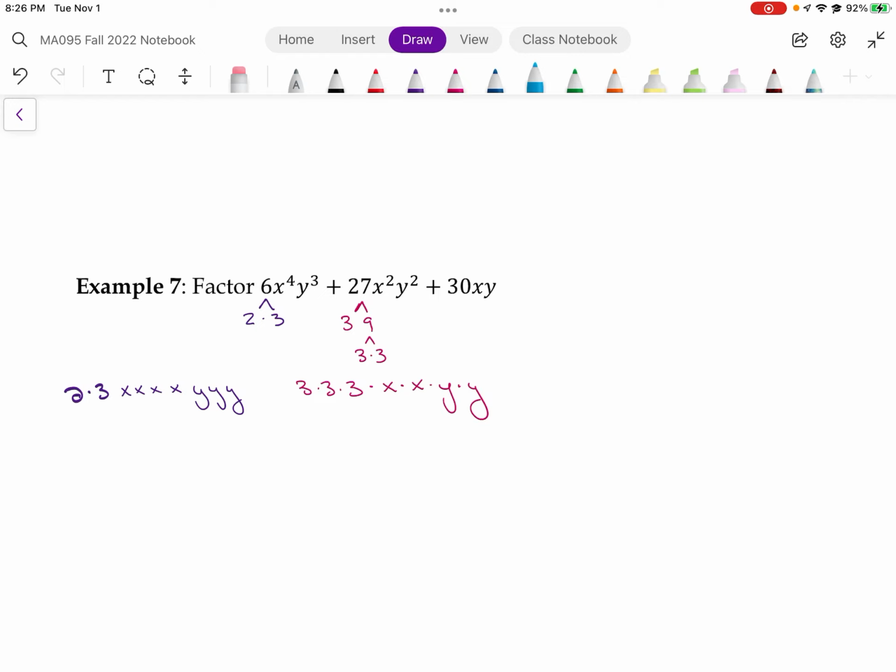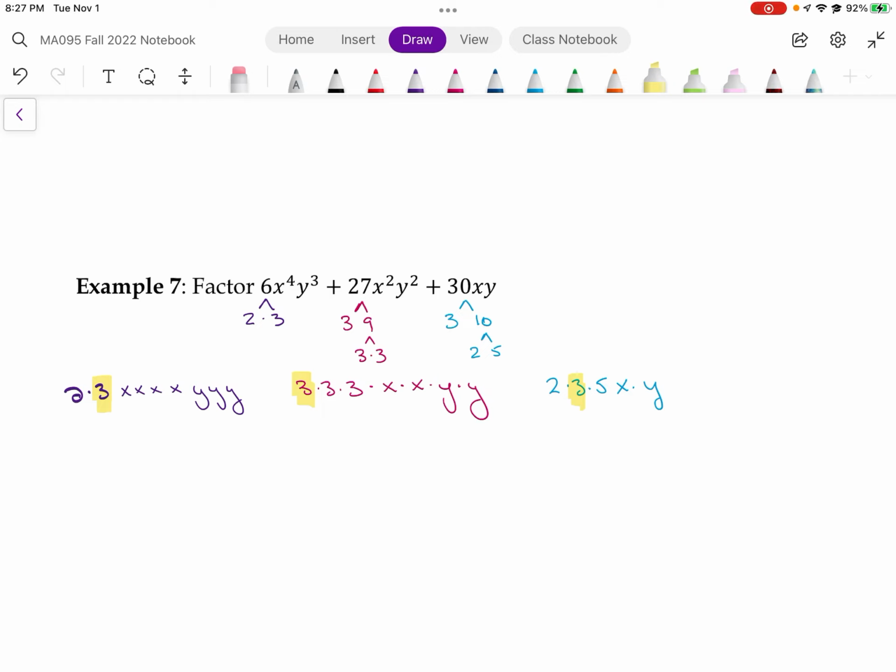And the last one is 3 times 10, and 10 is 2 times 5. Now I'm going to put the numbers in order, so I get 2 times 3 times 5. Double check: 2 times 3 is 6, times 5 is 30. Yep. Times x times y. So let's go look for the common factor among all of these. All I see is a 3. So 3, a 3, and a 3.